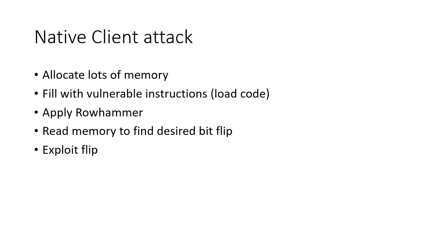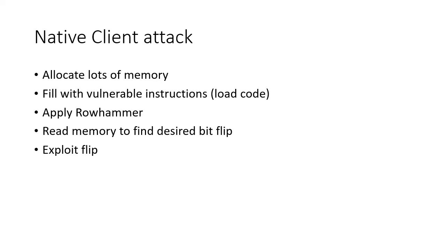So we're going to allocate lots of memory. We're going to fill it with lots of code. Google Native Client will sandbox all that code for us dutifully. We then apply Rowhammer. We flip lots of bits all over the place. And then we can read memory and see where the bit flips actually happen.